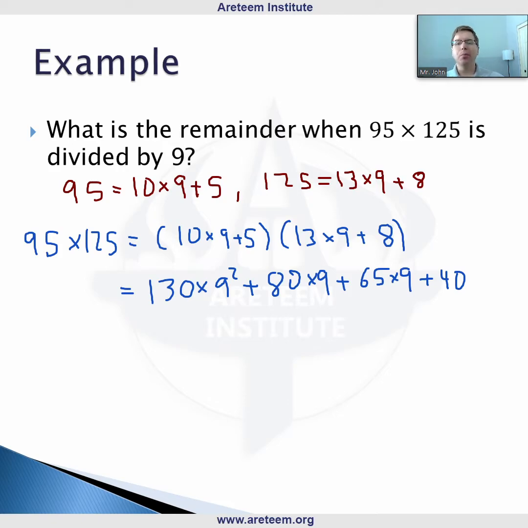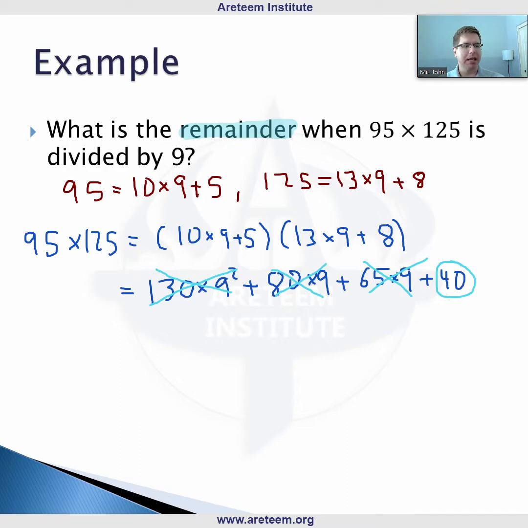Now, remember we are looking for the remainder. Our end goal here is to find the remainder when we divide by 9. So what's nice about this, if we just care about the remainder when we divide by 9, isn't this whole term with a 9 squared not going to matter? Isn't this 80 times 9 that doesn't matter? That's divisible by 9. This is divisible by 9. All we have to worry about is our 40. Just the 40 matters in this case.